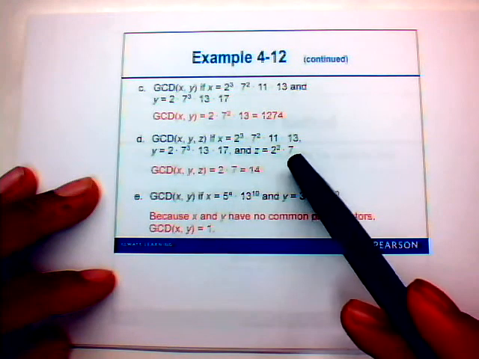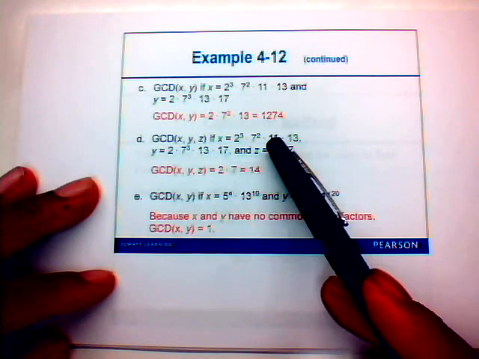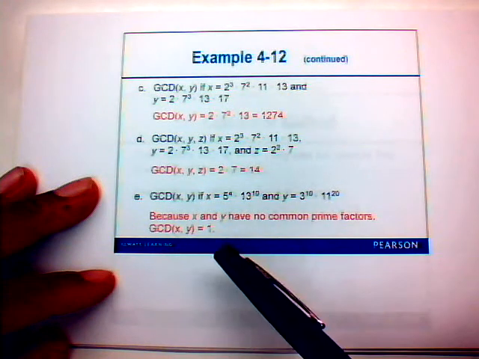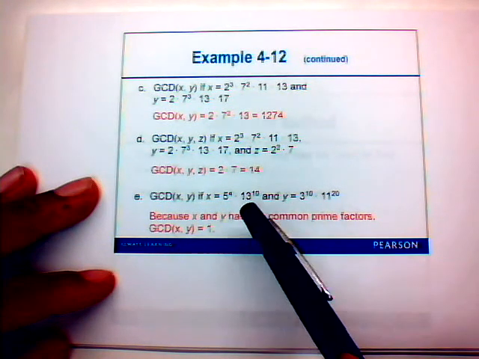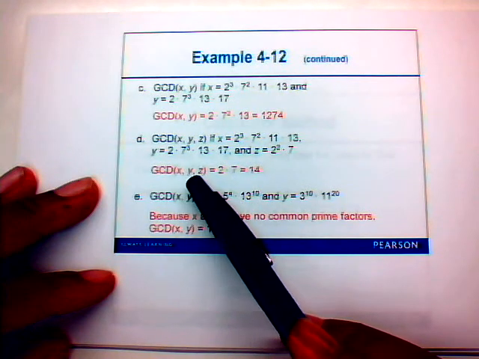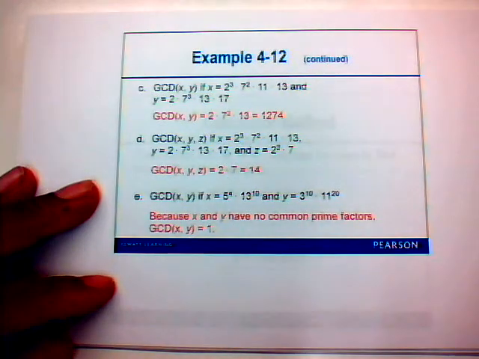7 is common in all three. But we're going to use the lowest exponent for 7, which is 1. 11 is not common in all three, and neither is 13 nor 17. They have to be common in all three of these terms. So in this case, the GCD of x, y, and z will be 2 times 7, or 14.